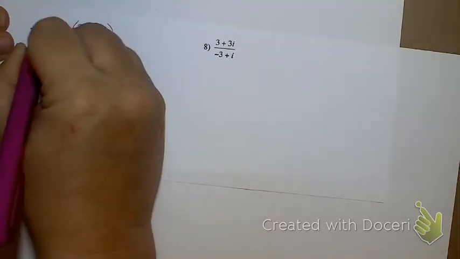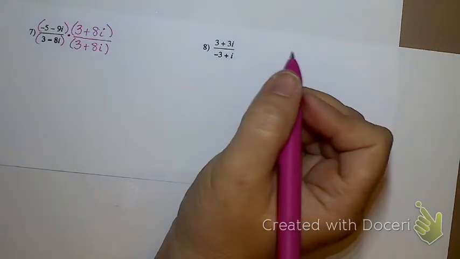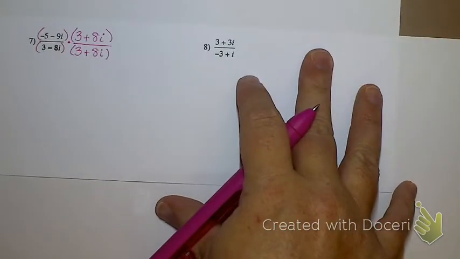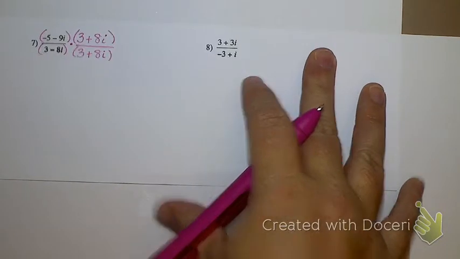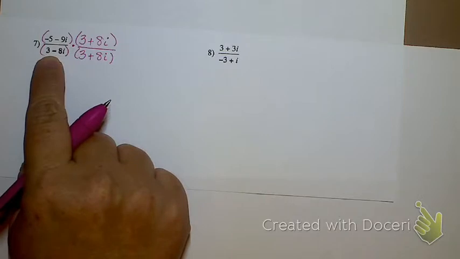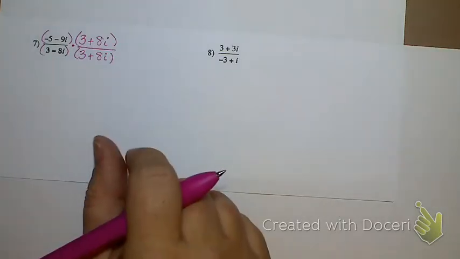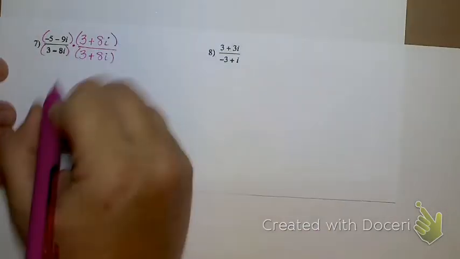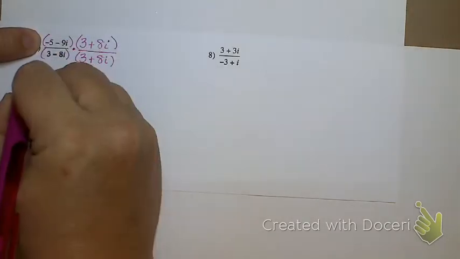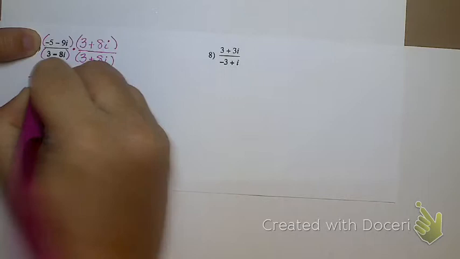Now, I'm going to have to FOIL on both the top and the bottom. So do you see why it was important to do multiplying first? Because it's the conjugate. Remember the conjugate, you change it from a subtraction problem to addition, or addition to subtraction. Okay? So let's see. Negative 5 times 3 is negative 15.